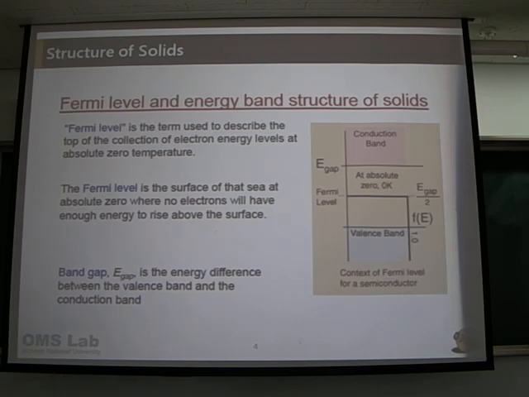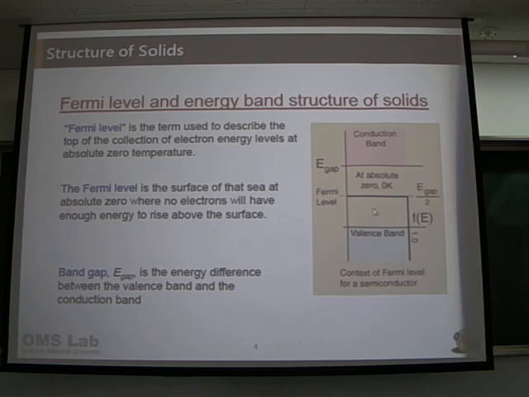And band gap is the energy difference between the valence band and the conduction band. I am familiar with this. If you don't know, please ask. Okay, so this figure shows a summary of this. This one, E gap, means band gap, and this level is the Fermi level. The topmost one is the conduction band, and this is the valence band, and between them are the Fermi level and the band gap.